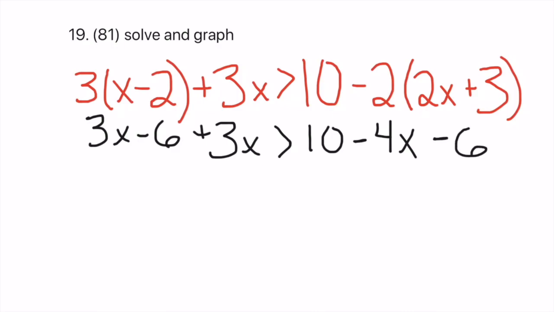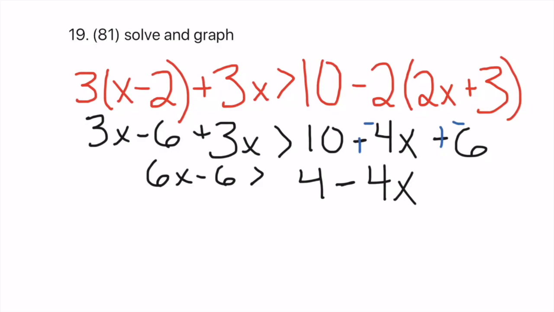Now let's go and combine any like terms. On the left side, we combine our 3x and 3x. That's 6x minus 6 is greater than. Over here, again, if you don't like these subtraction signs, add a line, change the sign. So over here, we combine our 10 plus a -6. So that's a positive 4, and then minus 4x.